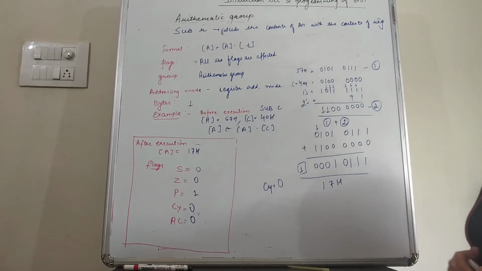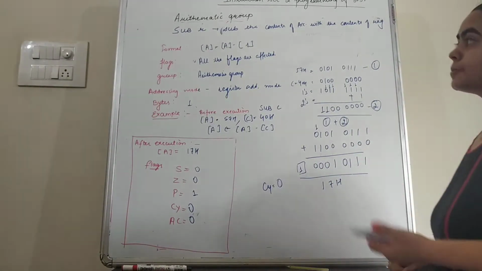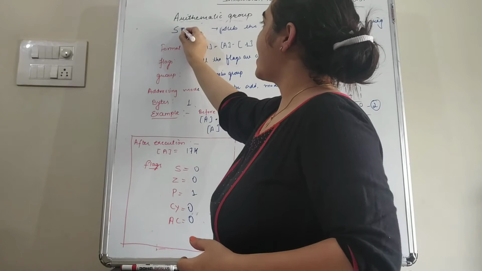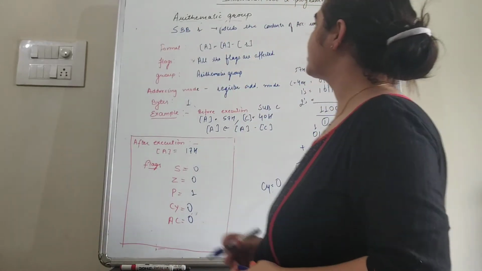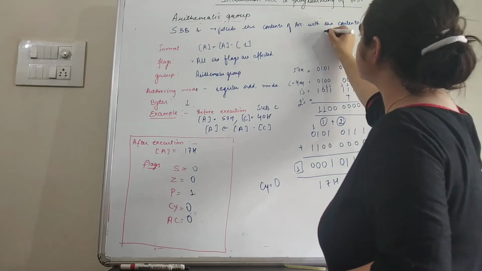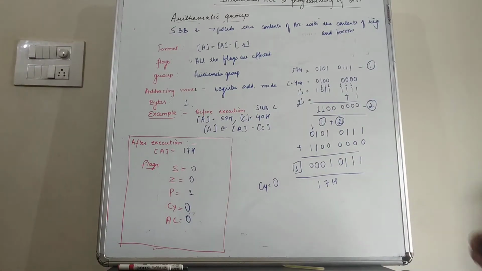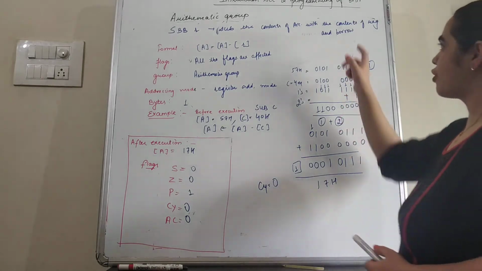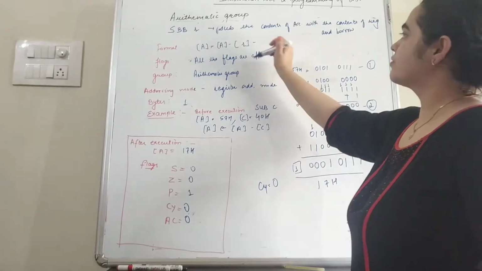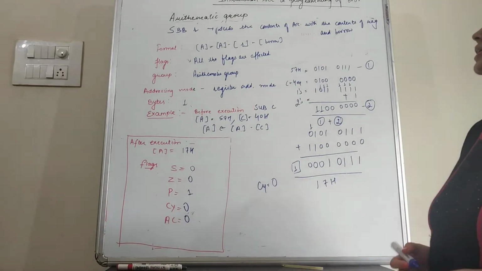So students, after this instruction we have the next instruction, that is subtract the contents of the register with the borrow. So SBBR. That means we can subtract the contents of the register and the borrow from the accumulator. So the format of this instruction is contents of accumulator minus the contents of register and minus the contents of the borrow that is generated.